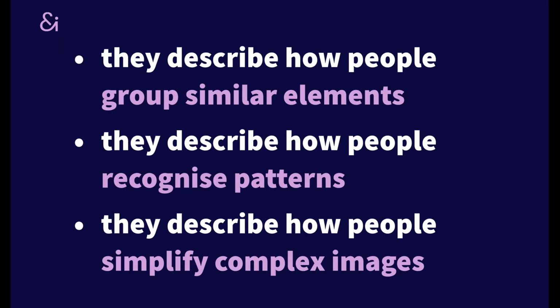So it basically describes how we group similar elements, how we recognize patterns, and how we simplify complex images, or images that appear complex, to the human mind. And these can be seen across architecture, across design, even when you're reading books, in posters, everywhere. These set of laws and ideas affect the way we internalize information.